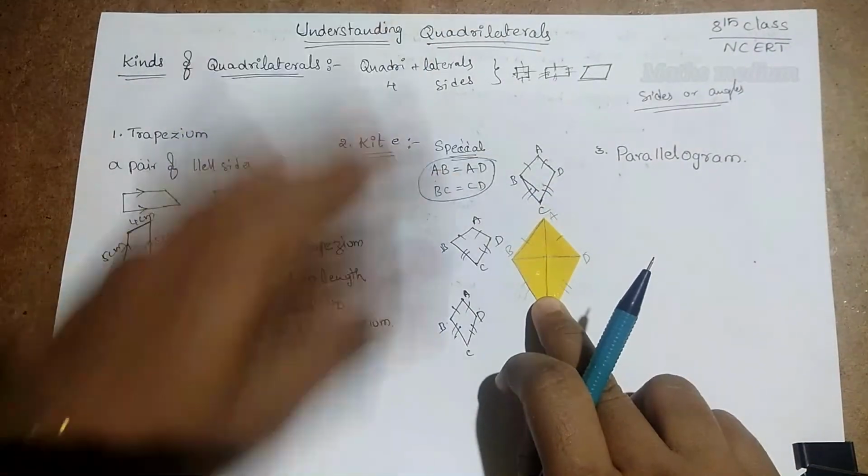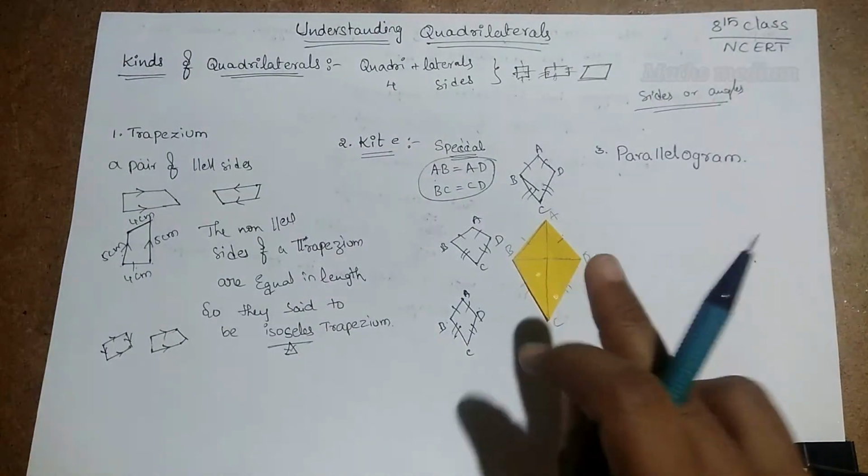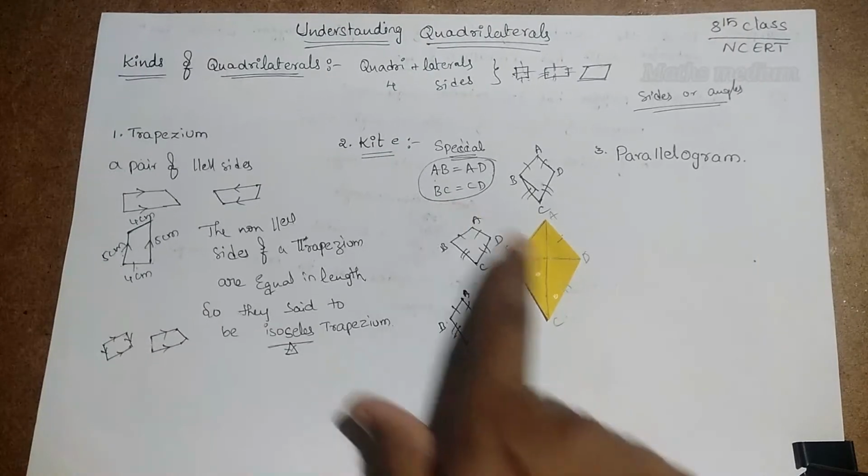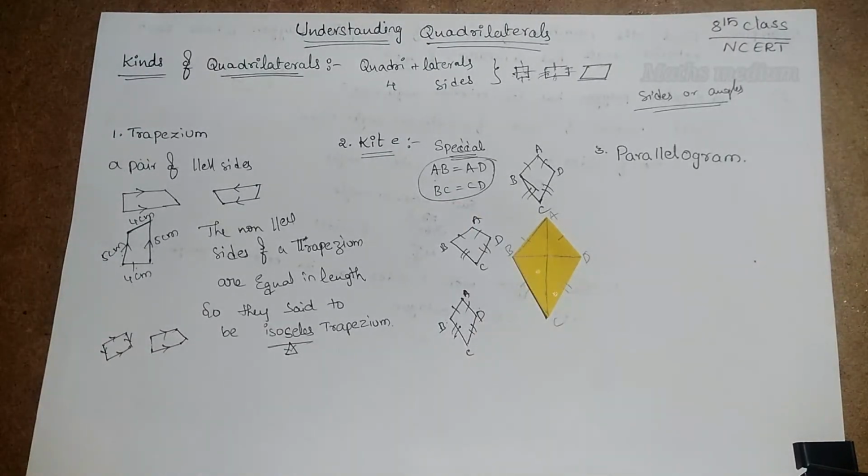So if you take another type of kite, all kites follow this formula. So this is about kites. I hope you understand this. Next, moving to the parallelograms.